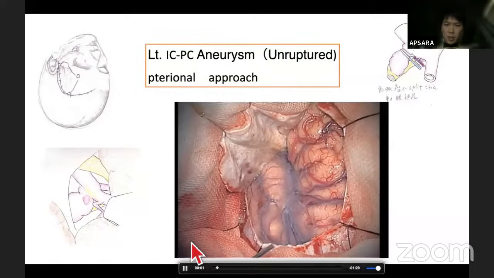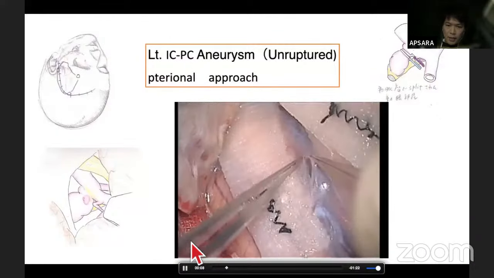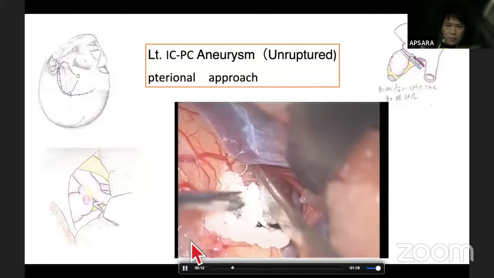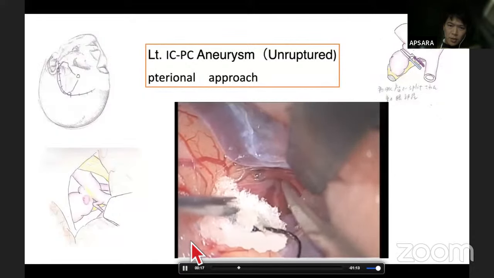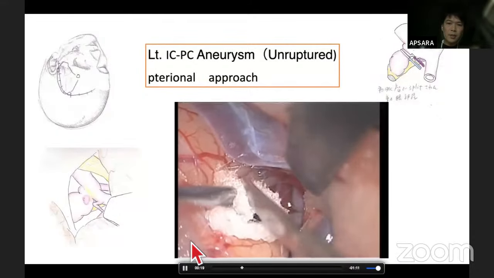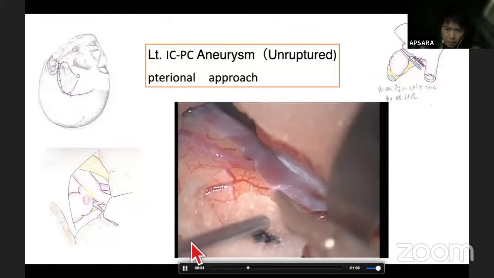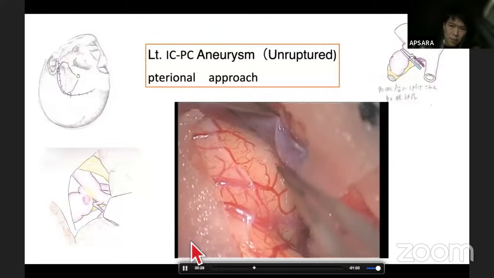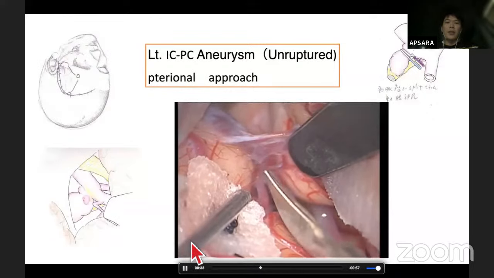Let me share the unruptured case, a left ICPC aneurysm. Again I use needles to cut, then use microforceps to open. So this is a blunt dissection using scissors. I don't only cut, I just bring the vein or arteries like this. Microforceps are also good to use for blunt dissection.